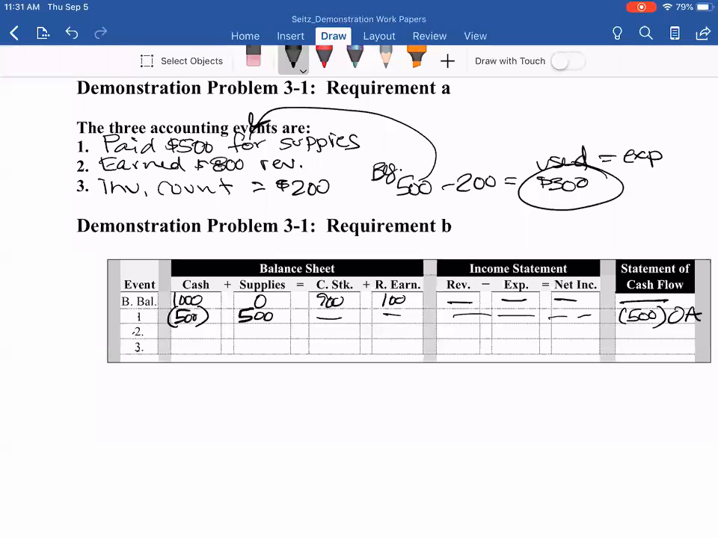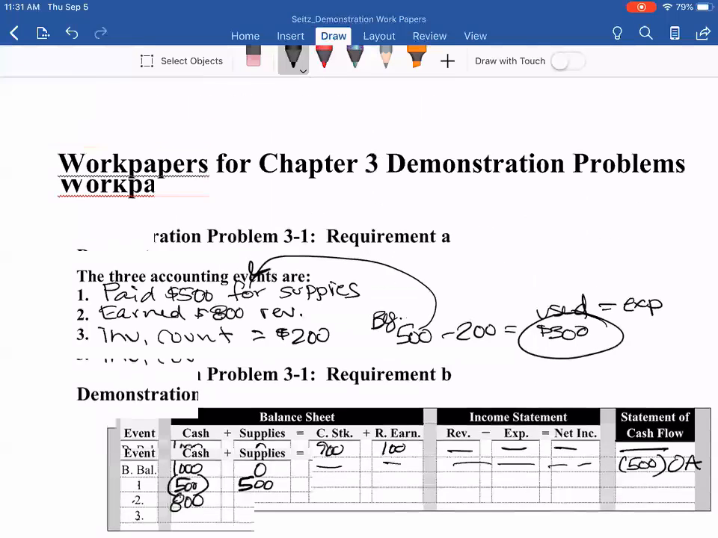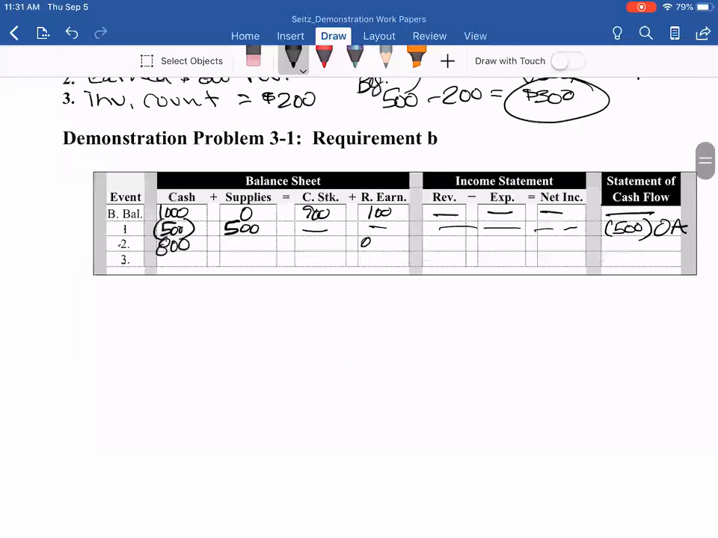We earned $800 of cash revenue, so they paid us $800. I'm going to increase my cash by $800, and I'm going to increase my retained earnings because I had an increase in revenue over here for $800, no expenses for that transaction, and an increase in net income, an increase in cash for operating activities.